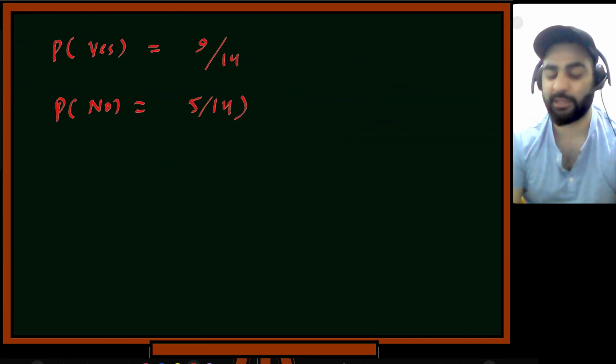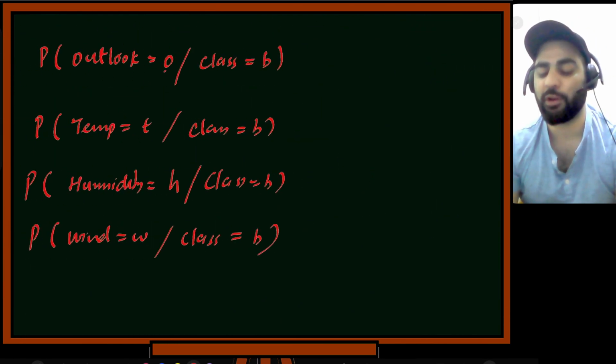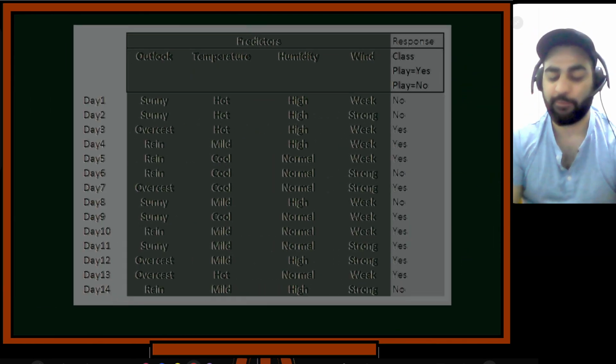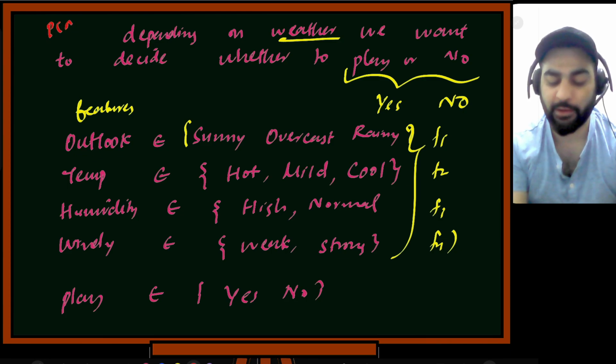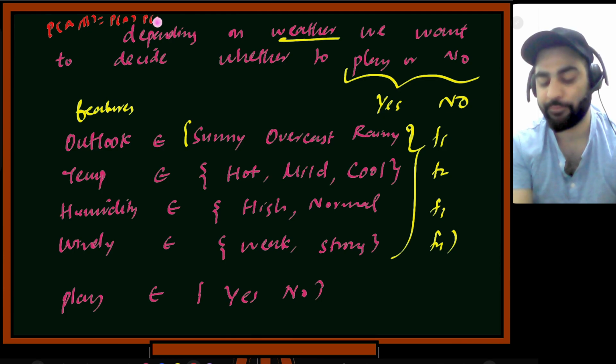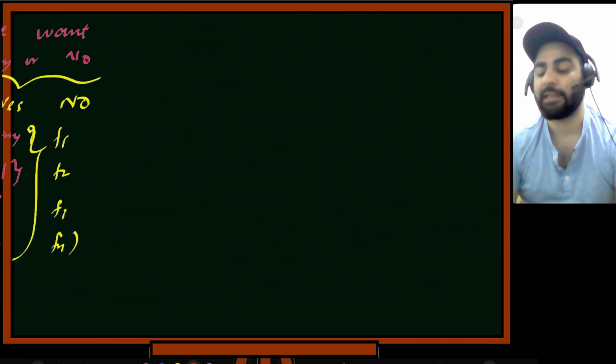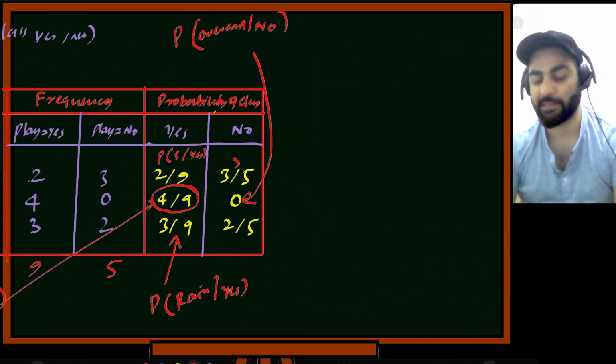The assumption here is that all the features are independent. For independence, we know that if we have two events, probability of A intersection B is equal to probability of A multiplied by probability of B. That is the assumption that we made, and that's why it's called the naive Bayes classifier. It is naive because it makes this assumption.